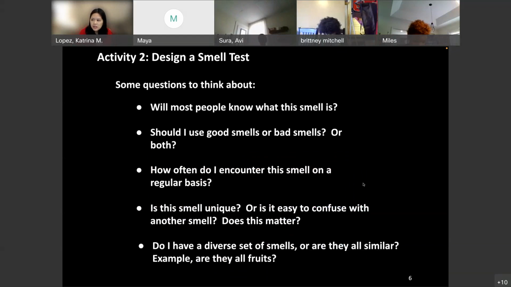So these are some questions to think about. Will most people know what this smell is? Should I use good smells or bad smells, or maybe both, one of one and one of another? How often do I encounter this smell on a regular basis? Is the smell unique? Is it easy to confuse with another smell, or does that even matter at all? And lastly, do I have a diverse set of smells, or are they all similar? So, for example, are they all fruits? Or is there maybe a fruit and then some type of flower and some other different things? So I'll let you guys think about that for a second, and then we can start discussing what items we should put in our smell test.